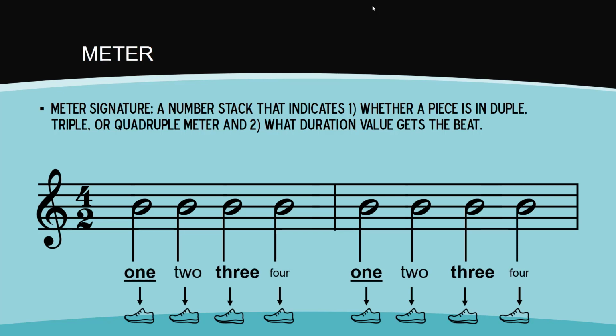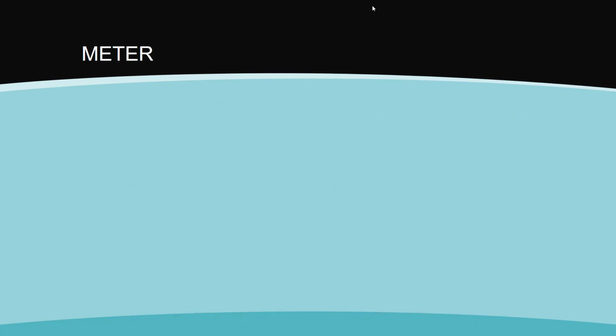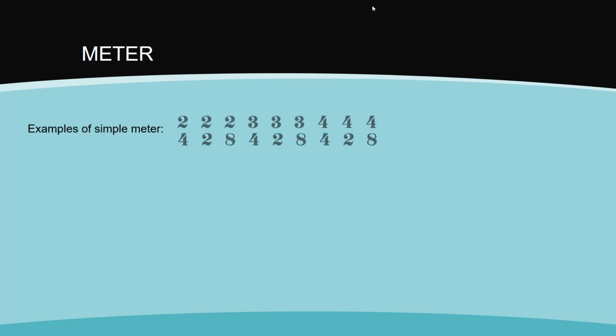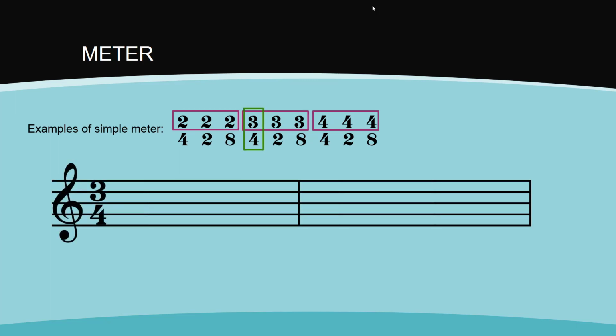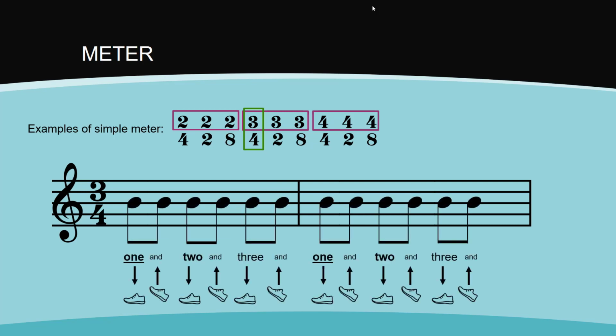In order to determine if a piece is in simple or compound meter, we need to infer some information from the meter signature. Simple meters always have a 2, 3, or 4 as the top number of the number stack. The earlier example, 3/4, is in simple meter. Each of the 3 beats in the measure can be divided into 2 equal eighth notes.